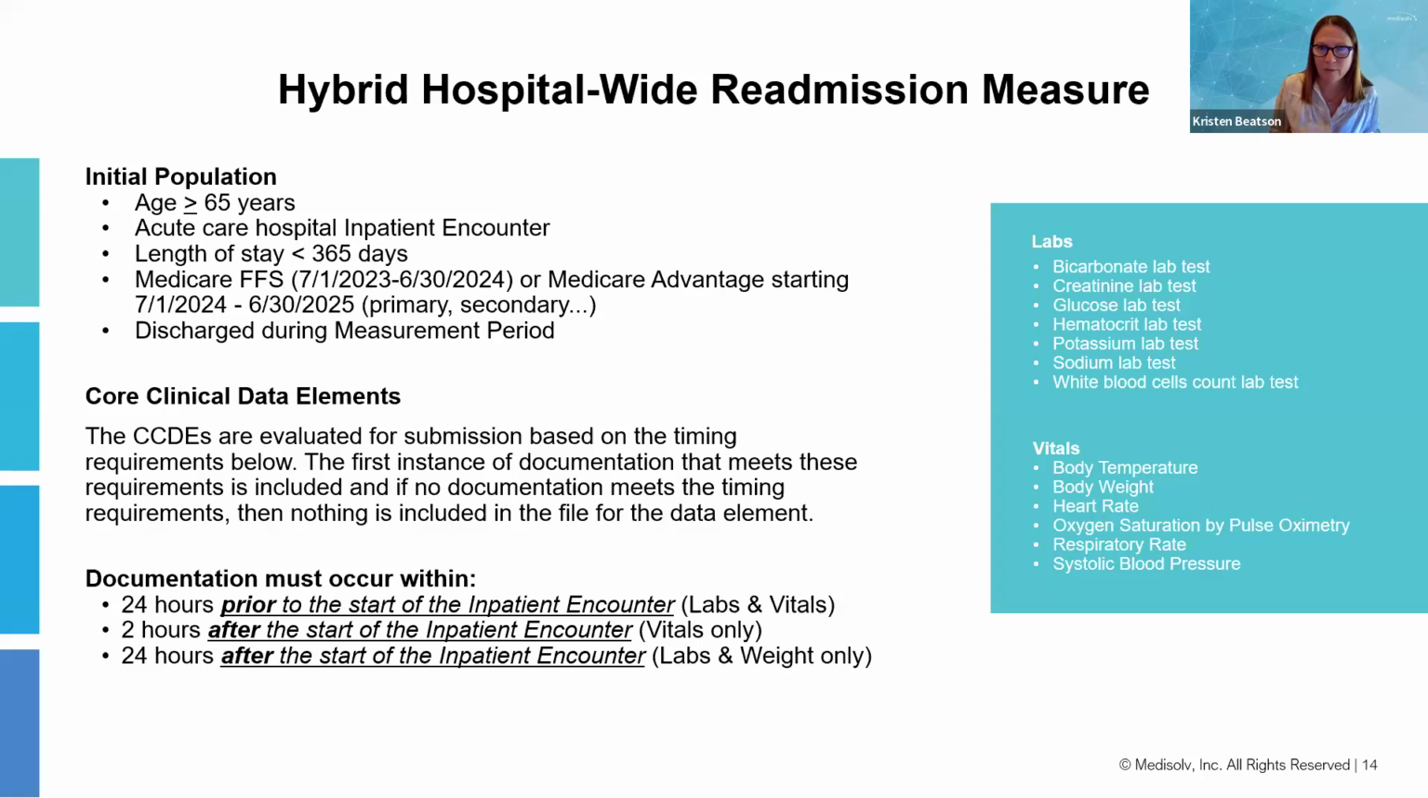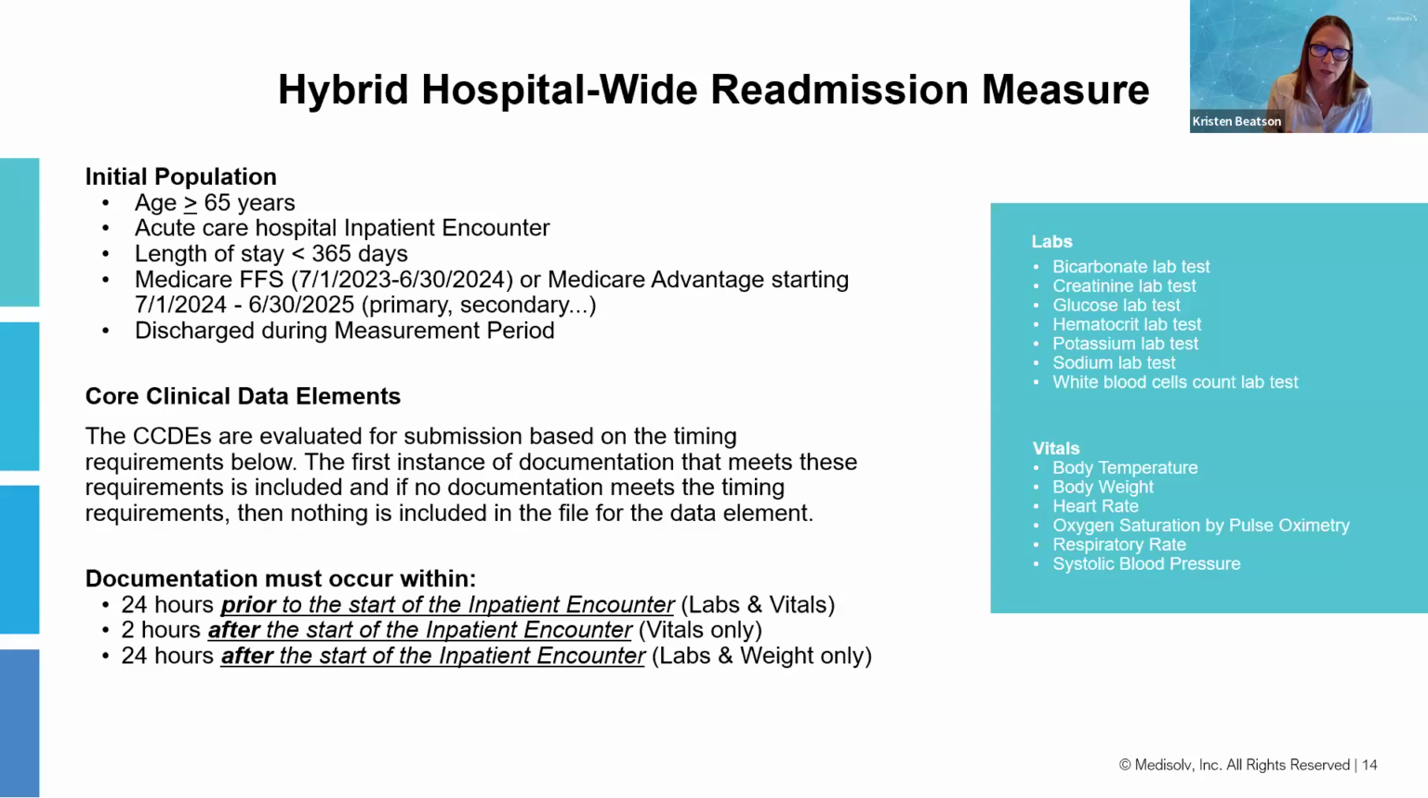So when we're talking about labs and vitals, the first timing window looks at 24 hours before the start of the inpatient encounter. Any of those labs and vitals that are documented in the 24-hour period prior to the start of the inpatient encounter will be evaluated, and the first instance of documentation will be included in the file. So the patient comes in through the ER and then gets admitted, and they had 2 temperatures documented during the emergency room stay. That first temperature is what's going to be included in the file.